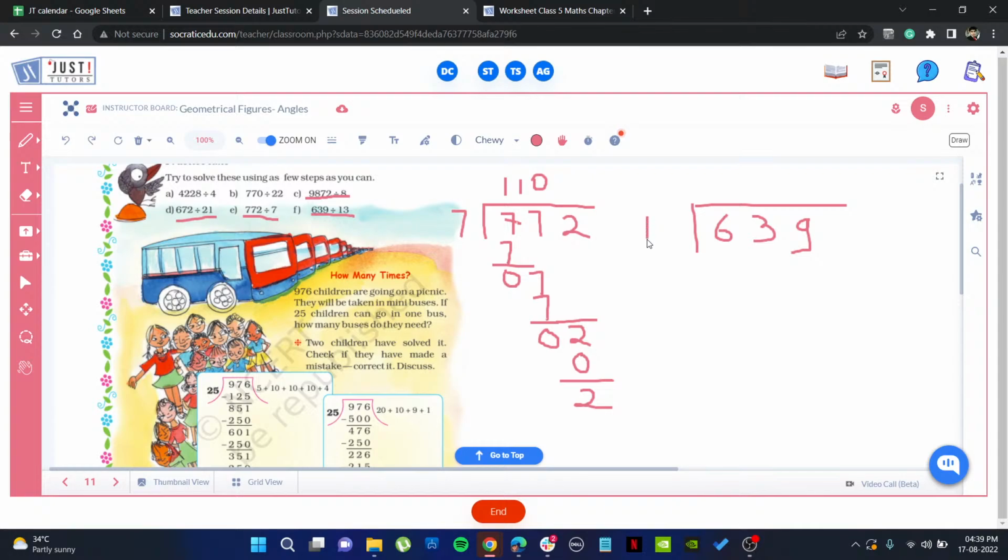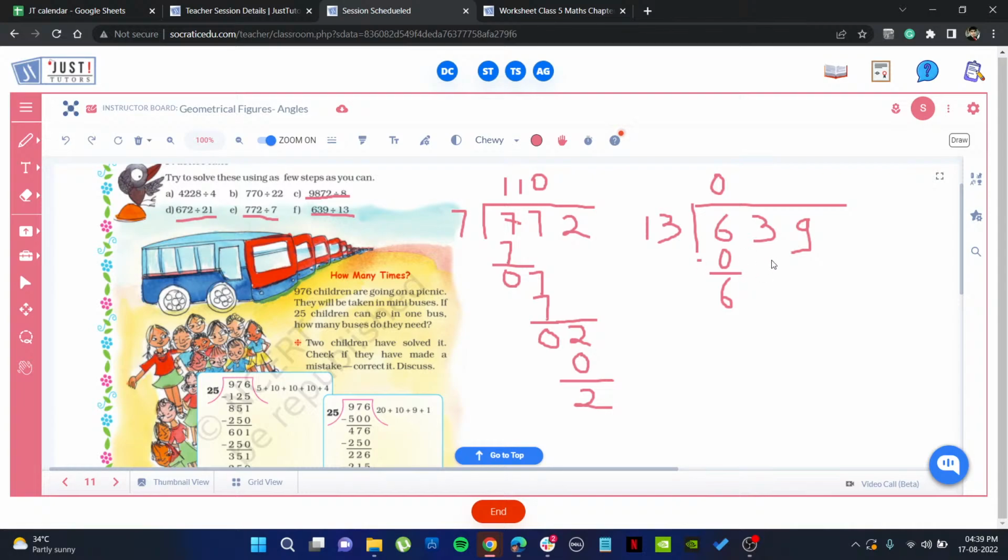639 divided by 13. So we will start with this 6. So 13 times which number gets near to 6? It will be 0. 13 times 0 will be 0. So we will take away 0 from 6. We will get 6 here.